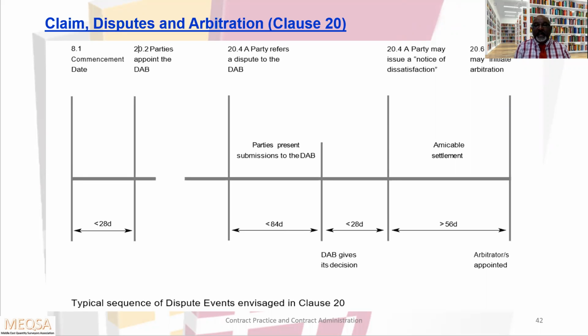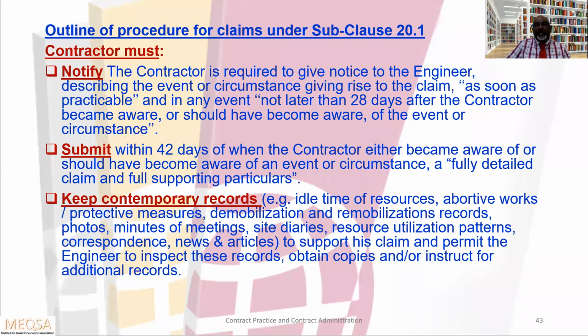So you should read and understand and be familiar with your contract, what it says. So this timeline, some of the contracts may be varied. Okay, so this is the FIDIC 99 Red Book. They have given the typical sequence of dispute events envisaged in the clause 20.